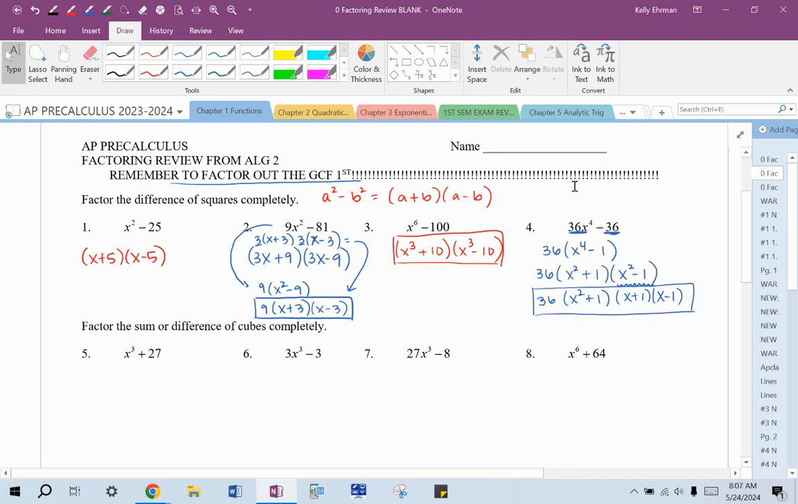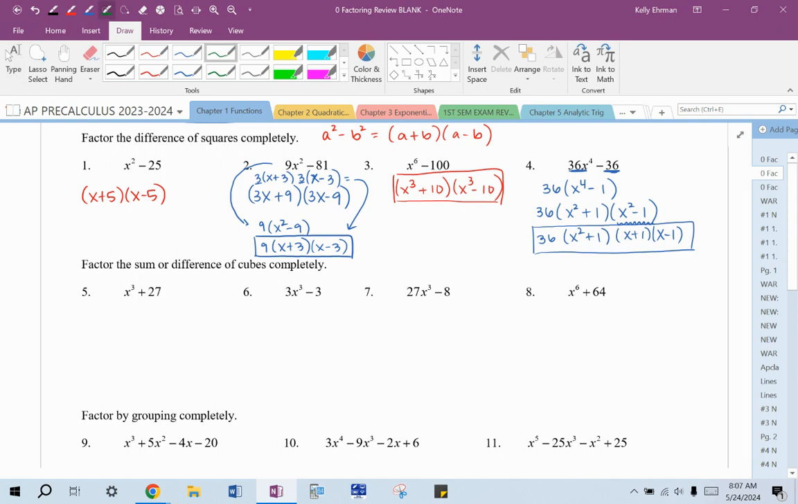Okay, moving on to sum or difference of cubes. Depending on what you had last year in Algebra 2, honors, I know we hit this hard. CP, I'm not sure how much you practiced this. I know you were taught this formula, but either way, we've got a cubed plus b cubed or minus b cubed. You've got a sum or a difference of cubes.